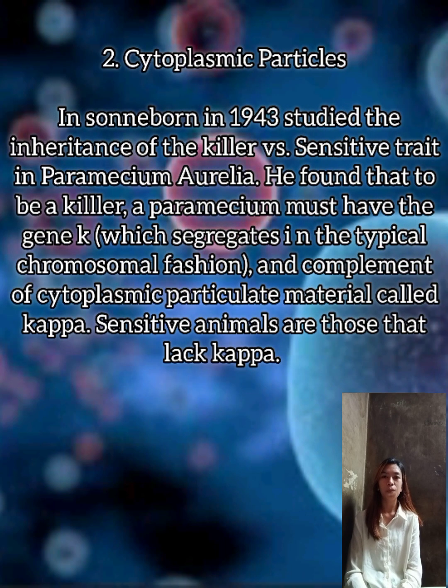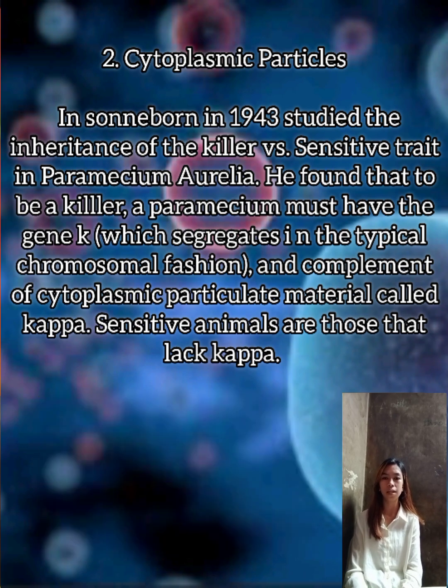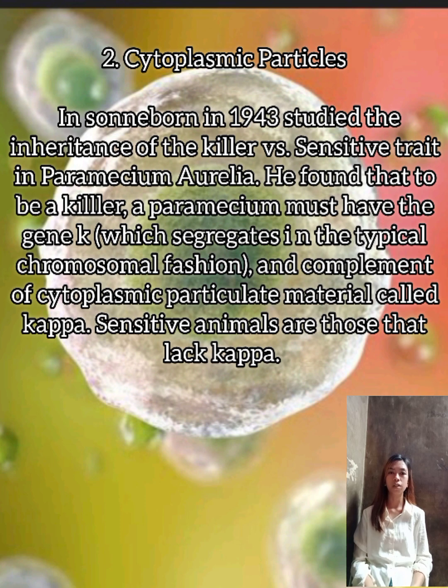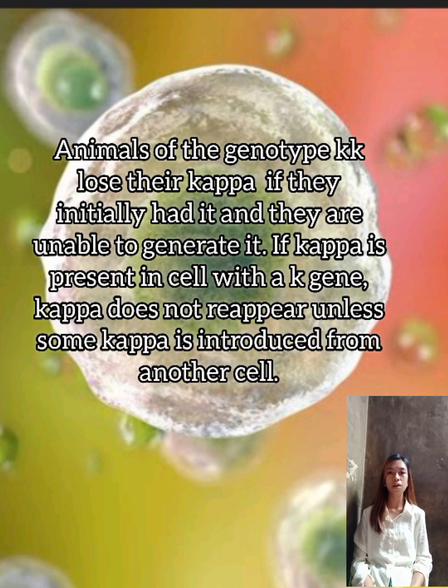Number 2. Cytoplasmic particles. Sonneborn in 1943 studied the inheritance of a killer versus sensitive trait in Paramecium aurelia. He found that to be a killer, a paramecium must have the gene K, which segregates in the typical chromosomal fashion, and a complement of cytoplasmic particulate materials called kappa. Sensitive animals are those that lack kappa. Animals of genotype kk lose their kappa if they initially had it and are unable to generate it. If kappa is present in a cell with the small k gene, kappa does not appear unless some kappa is introduced from another cell.